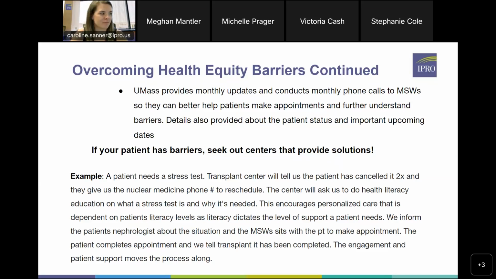We talk about the barriers. They'll let us know barriers we didn't even know about, so that then we can go and talk to the patient about that barrier and help come up with a solution. So here's a great example of something we've done in the last couple of months. A patient needed a stress test. The transplant center called us and said, did you know that this patient canceled the stress test 2 times? Can we just give you the number to nuclear medicine so that we can reschedule?